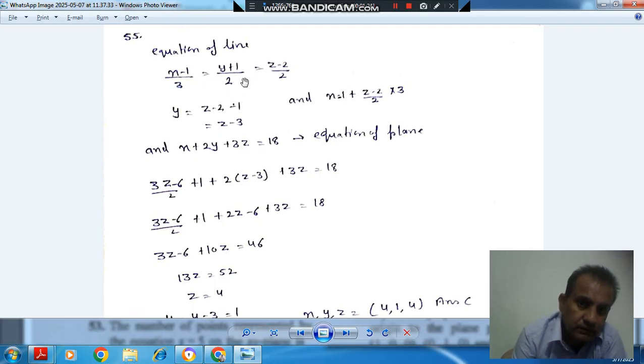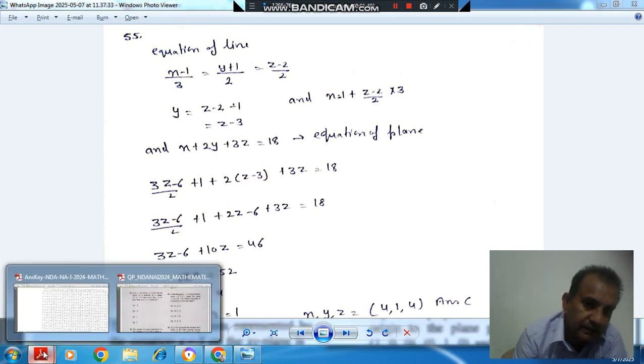From the last two we can find y in terms of z, that is y equal to z minus 2. From the first two we can find x, that is x equal to 1 plus (z - 2)/2 into 3.